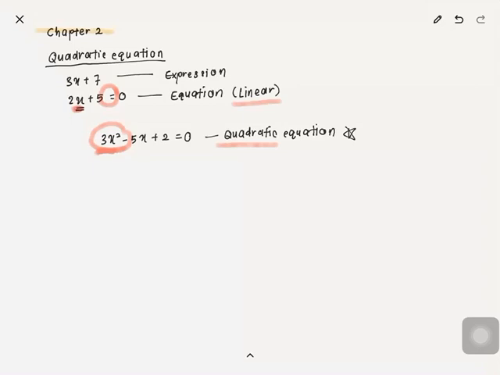And generally, the form of a quadratic equation is in this general form. So this is very important, and I'll tell you why later in the video. But anyways, the main point of this topic actually is to find the roots of quadratic equation.